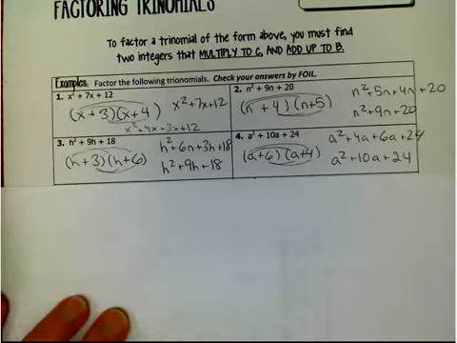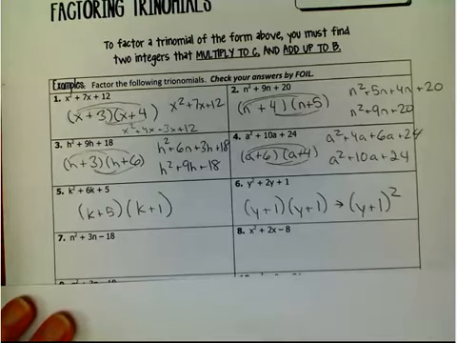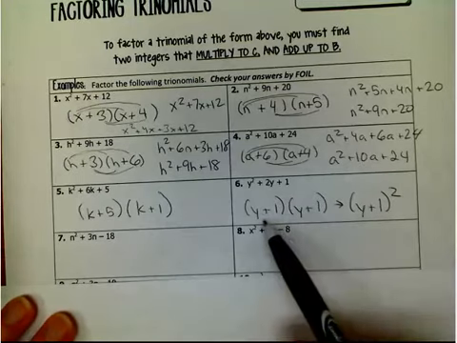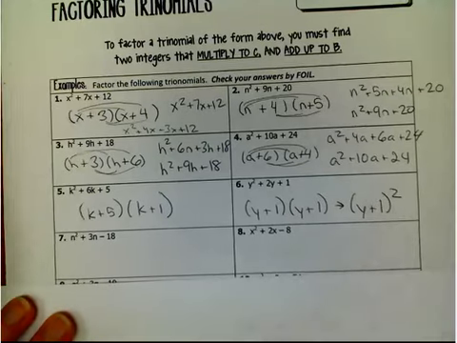Alright, so I would like for you to try number 5 and 6 right now and see if you can do those on your own, and pause the video, and then I'm going to show you the answers to that. So there are your answers to 5 and 6, and with number 6, if we have y plus 1 times y plus 1, we can write that as y plus 1 squared.